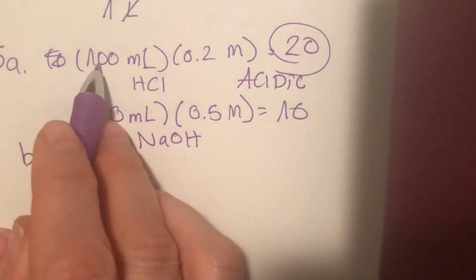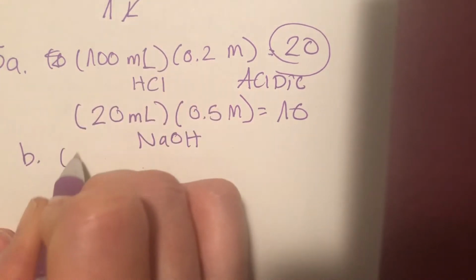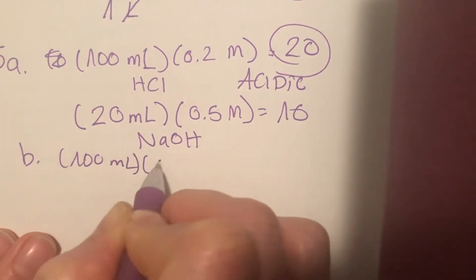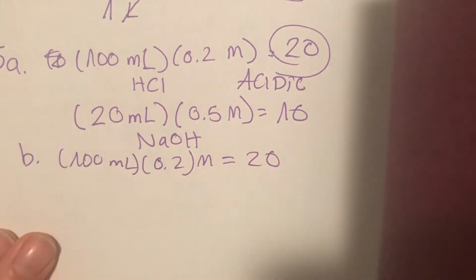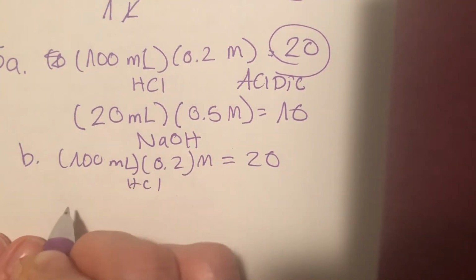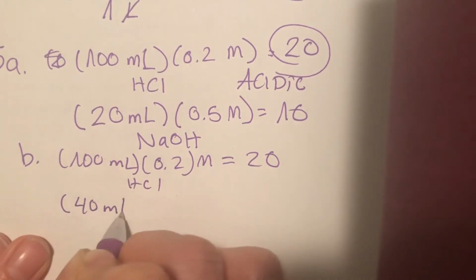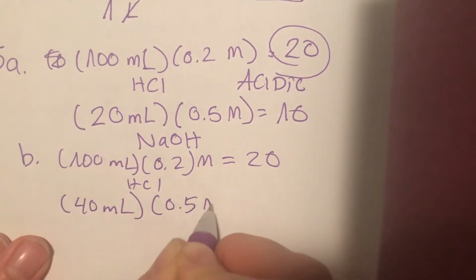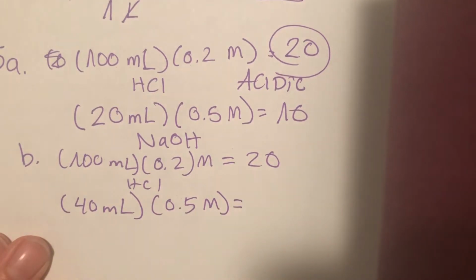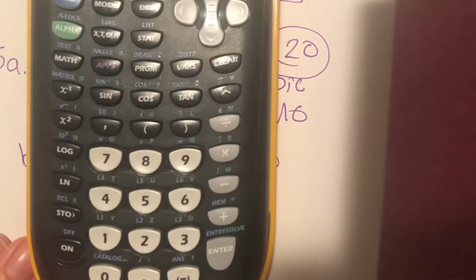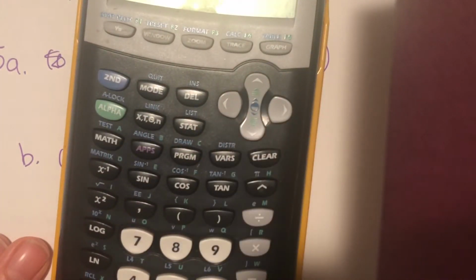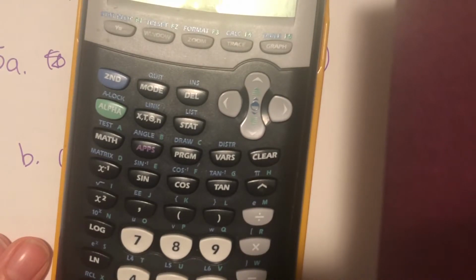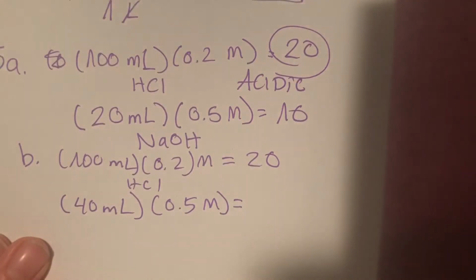So letter B. We know that we have the same amount of HCl, so I'm just going to transfer this over: the 100 milliliters times 0.2 molar. We know that that is 20. But now, instead of 20 times 0.5, this time we have 40 milliliters times 0.5 molar of that NaOH. Maybe you can see this already. 40 times 0.5, you know that's 20.